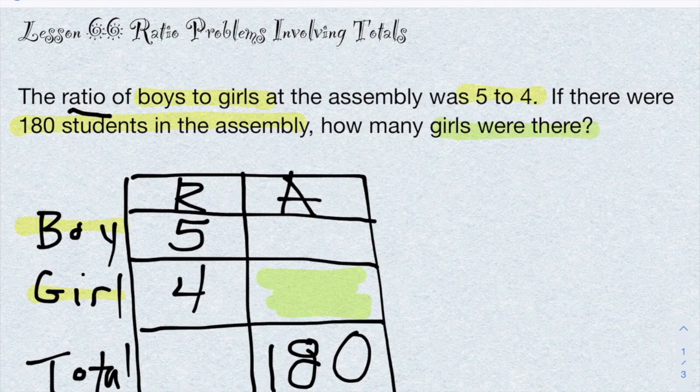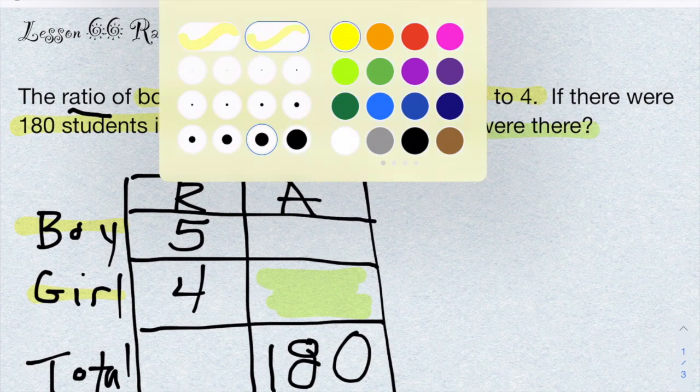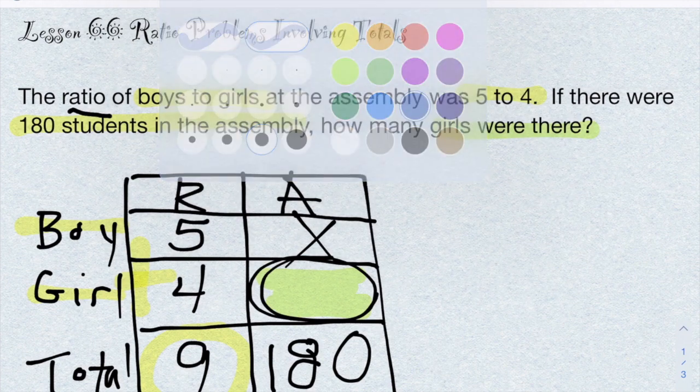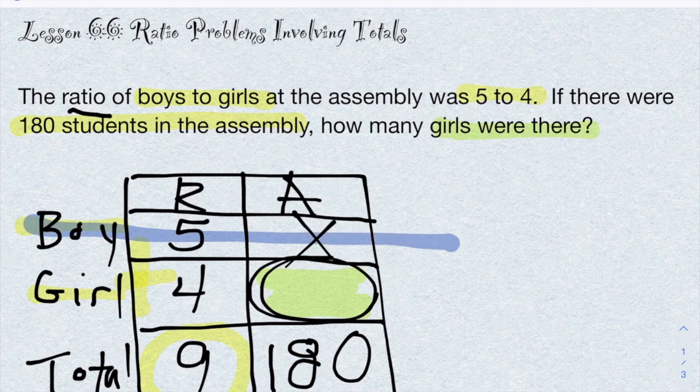So the first thing I can do is find the total right here. I can add 5 and 4, and that'll give me my total. My total is going to be 9. And then all I have left to find out is this number. Do I care how many boys there are? No, it doesn't ask me. So if it doesn't ask me, I don't have to worry about it. So I'm going to just work on my girls. I'm not going to worry about this part at all. That doesn't matter unless they ask me how many boys there are.